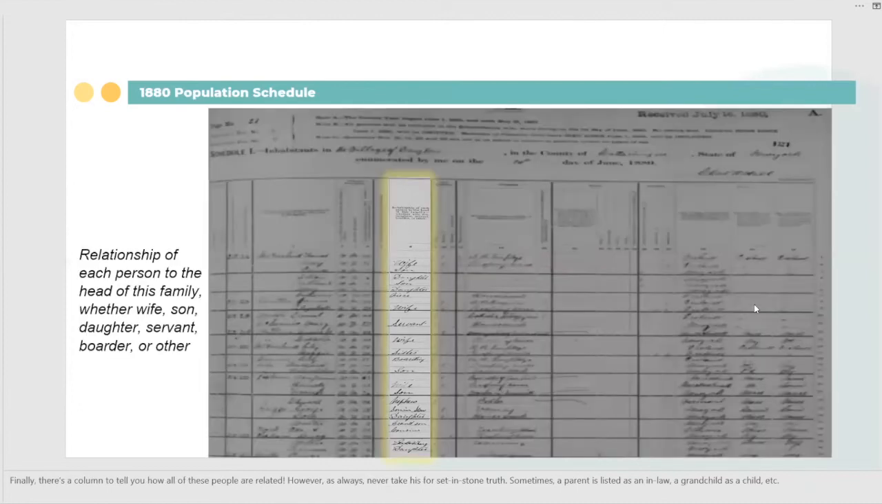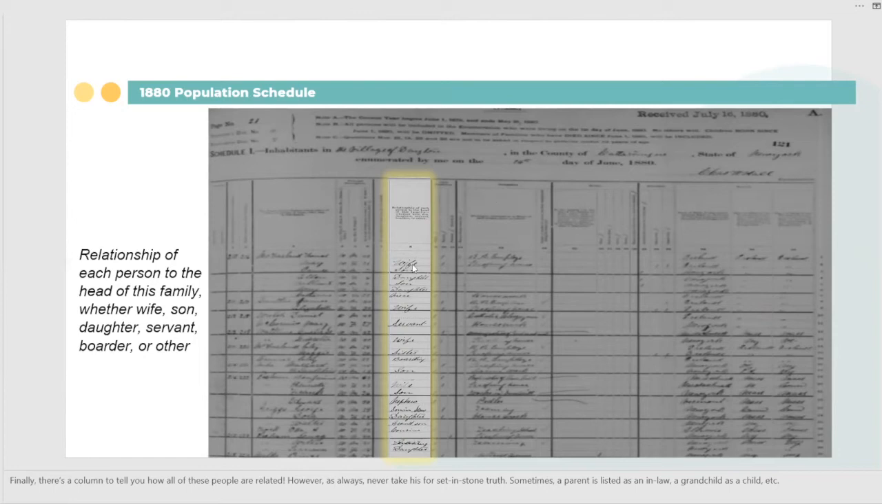Finally, we have a box that tells you the relationship of each of these people. However, never take this for set in stone truth either. Sometimes the enumerator would get it wrong. Sometimes the person who was giving the information would get it wrong. There were language barriers. There were accent barriers. So this is always probably a pretty decent place to start.